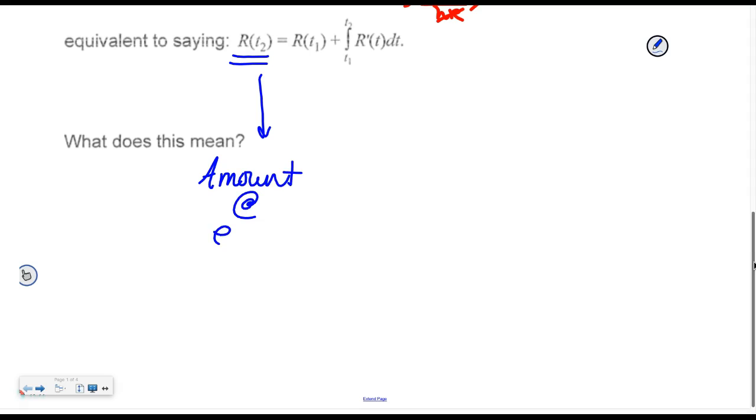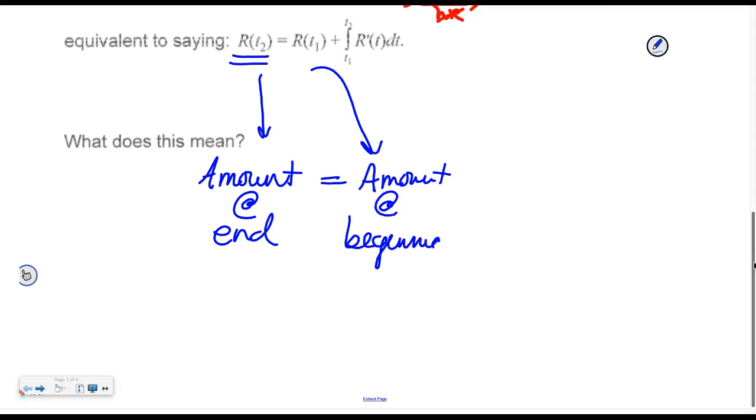Amount at end is going to be equal to, what do you think I'm going to write for this one in words? Amount at the beginning. Yeah, amount at beginning. I'm not going to say at time 0 because sometimes they have you analyze it from like 1 to 3 hours, and that would be the amount at time 1 then.